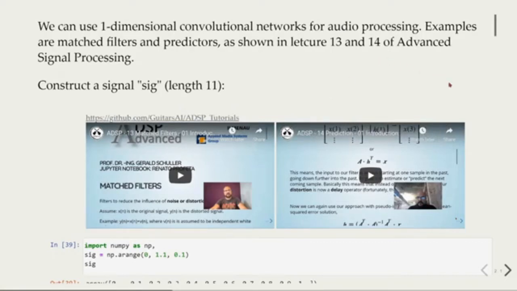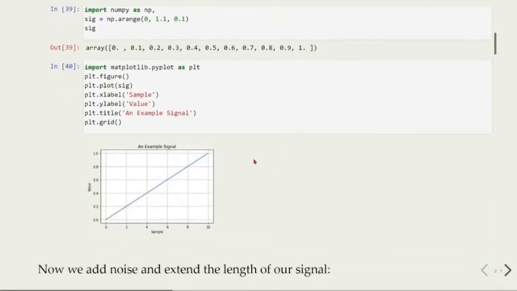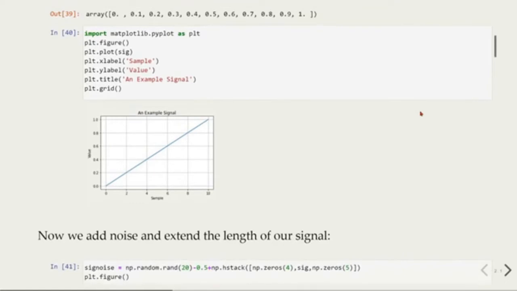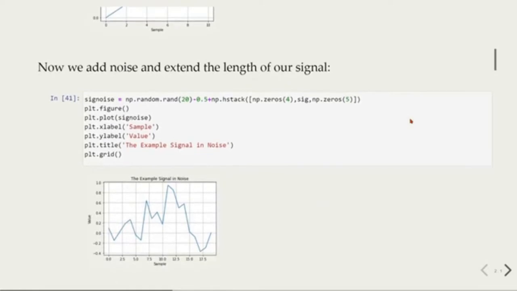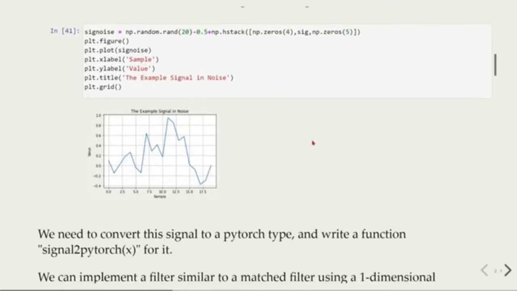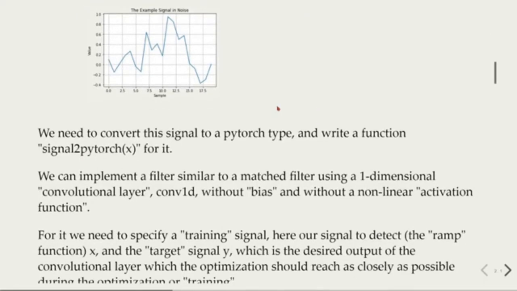So we will construct a signal with a length of 11, and this is what we are doing here. Then we can take a look at this signal. It's a ramp. We'll now add some noise and extend the length of our signal. So we added some noise and we also extended the length. Then we need to convert the signal into a PyTorch type, and we write a function signal to PyTorch for that case.